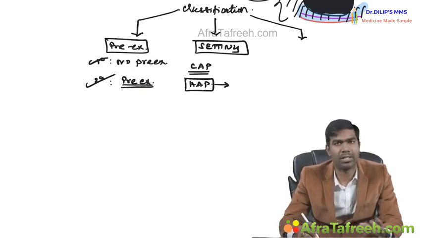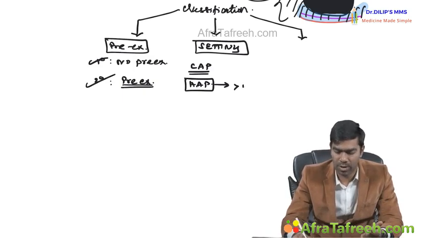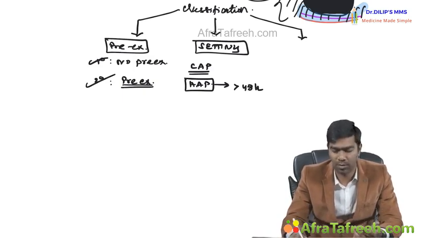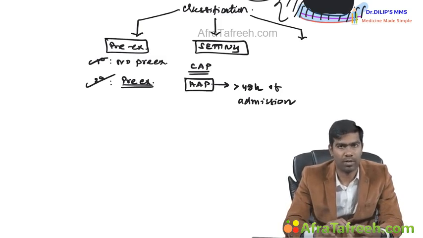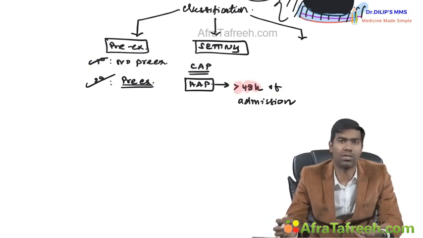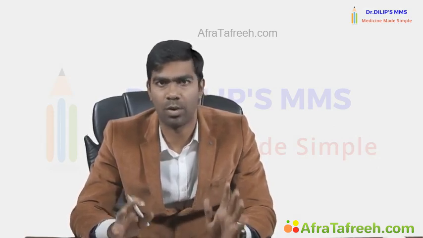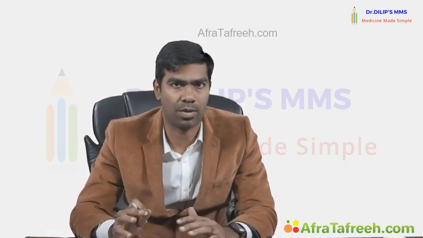The best definition for hospital-acquired pneumonia is when you get a pneumonia after 48 hours of admission to the hospital. That's what we call hospital-acquired pneumonia. Now your question will come, what if I get a pneumonia in the first 48 hours of hospital admission? Then it will be treated like a community-acquired pneumonia. It will come under community-acquired pneumonia only, it will not come under hospital-acquired pneumonia.